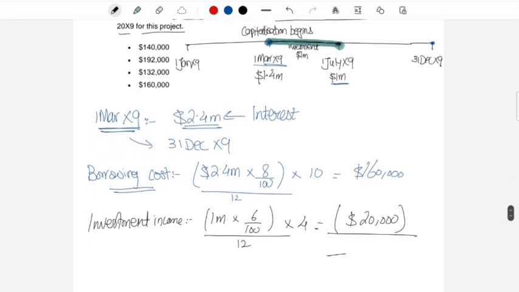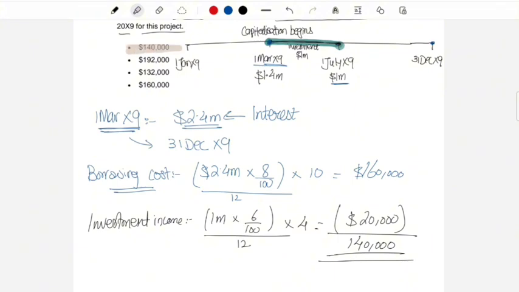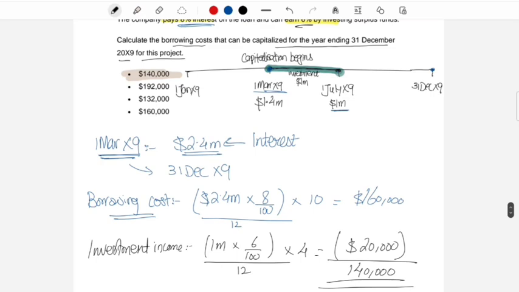You will net these two amounts, and what will be your net interest expense? Your net interest expense will be 140,000. Therefore, the answer is going to be A, the first option, which is 140,000. So the most important thing to understand here is that the borrowing cost on the full amount of 2.4 million was qualifying for capitalization on 1st of March 2009. It was only at that point that we decided we have some investment income, we'll be netting that off in order to calculate the net interest expense.